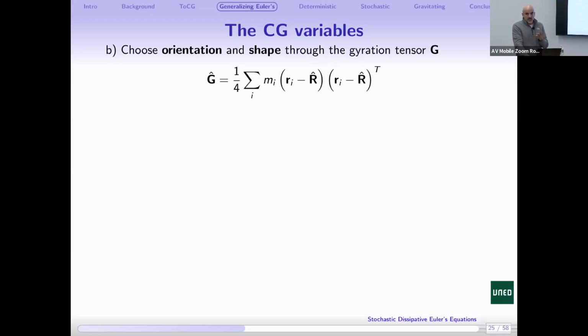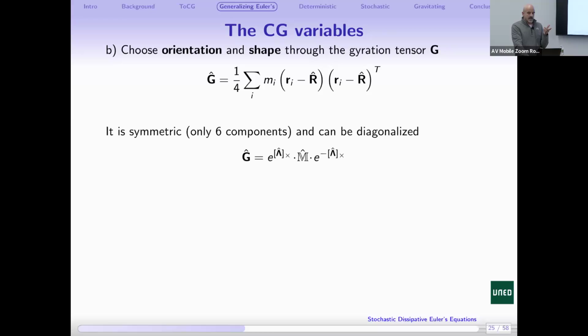It's a symmetric tensor. It commutes with the inertia tensor, and therefore diagonalizes in the same principal axes as the inertia tensor. And therefore, we are going to use not the 6 independent components of the gyration tensor, but rather the spectral decomposition. So the orientation of the rotation that diagonalizes and the eigenvalues of the gyration tensor. So 6 numbers again. And those are going to be our set of variables.